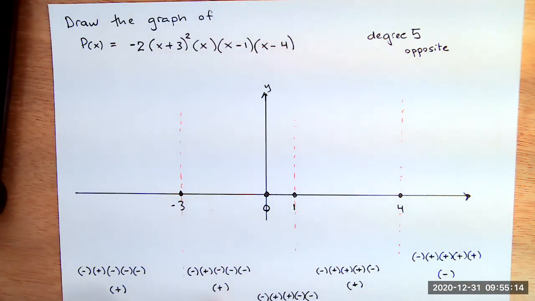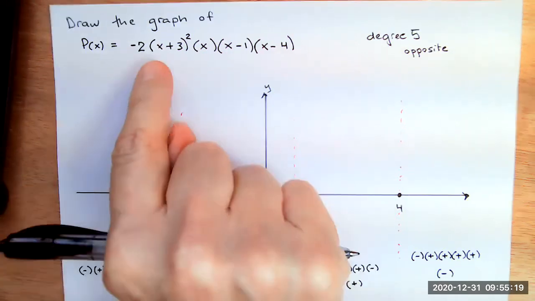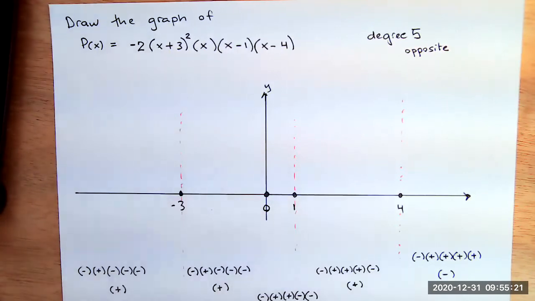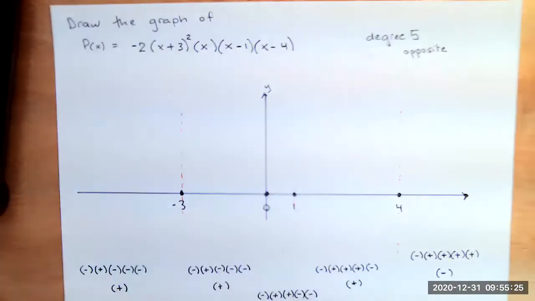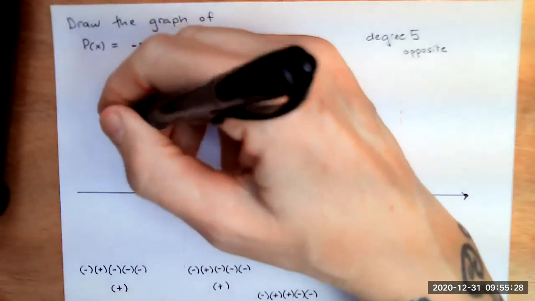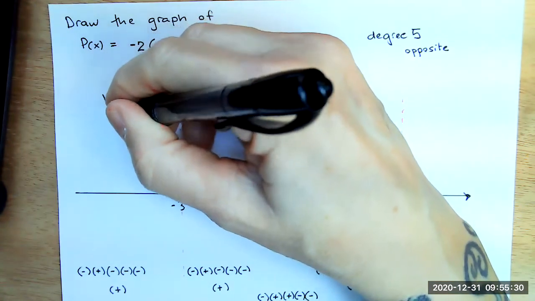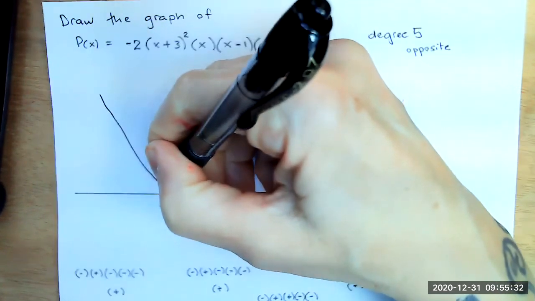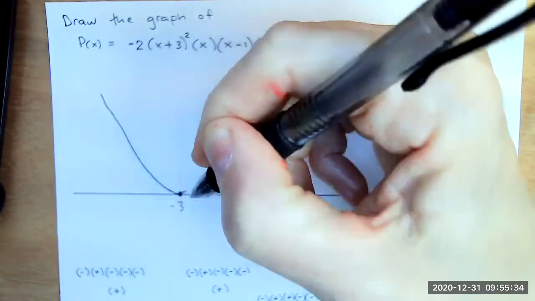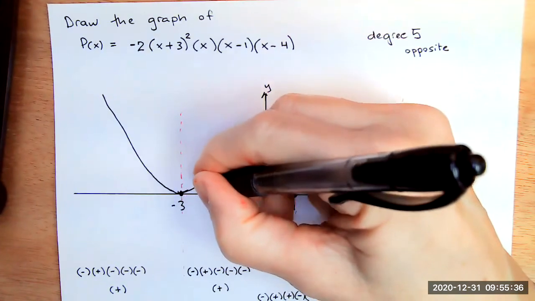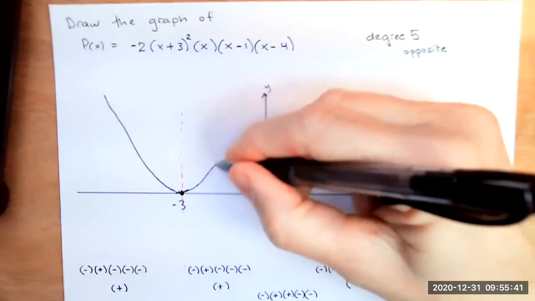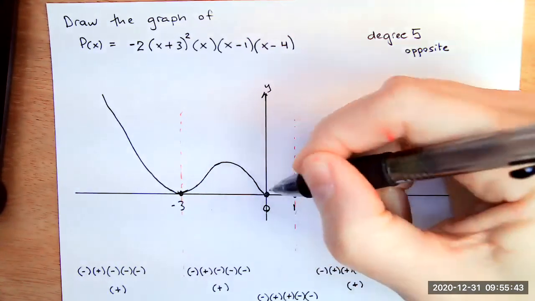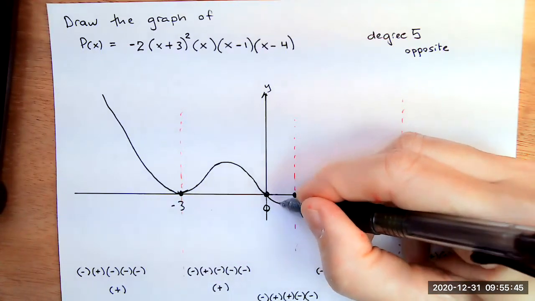All right, so it stays positive on either side of this 0, and that's because that's a squared factor. By the way, that's called multiplicity 2. I'll write that down in a second. So it's going to be positive, 0, and then positive again. And then here it changes from positive to negative. And then from negative to positive.